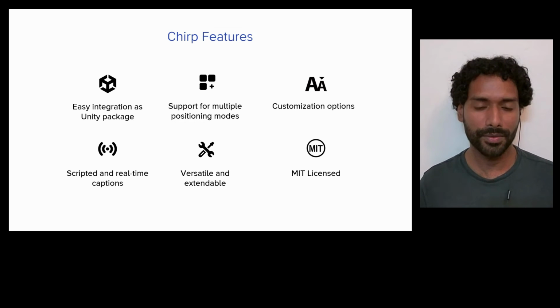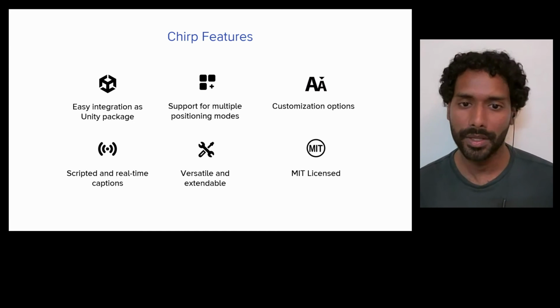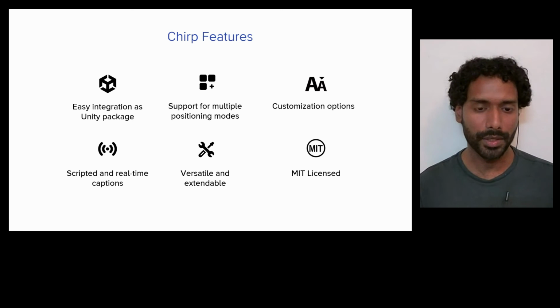Chirp is released under the MIT license. It's a really permissive license, which lets you do whatever you want with the code, and you can also publish it as part of your closed source apps.